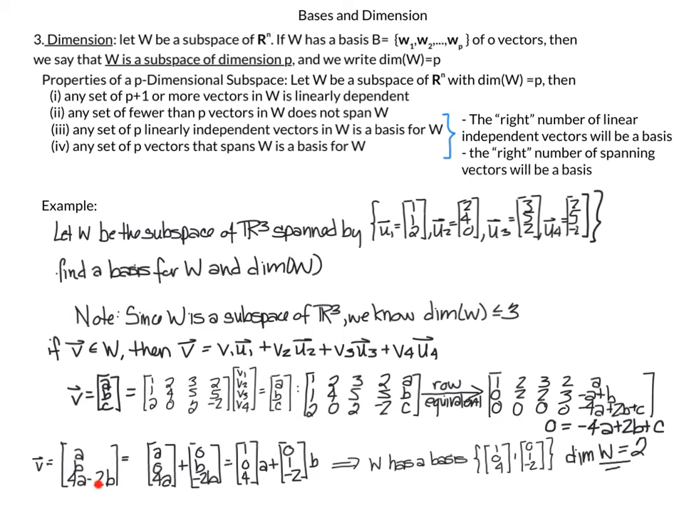So I separate this out, because I want to separate out my a's and b's. So I separate this into (a, 0, 4a), plus here I don't have any b terms, so (0, b, minus 2b).